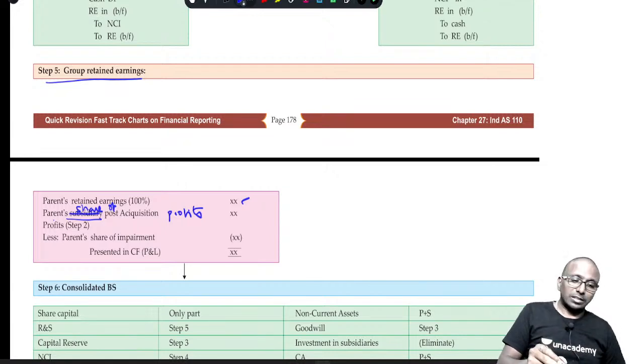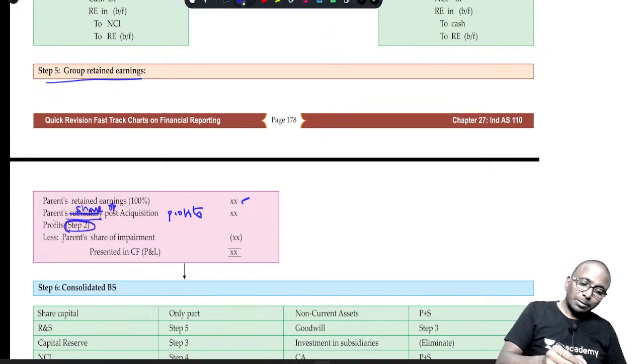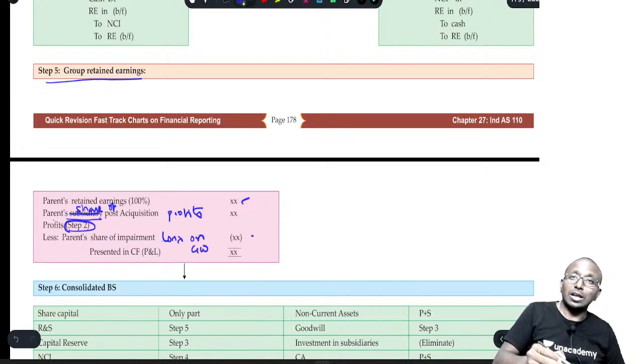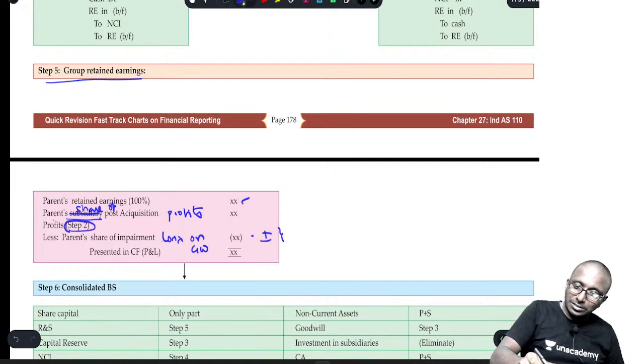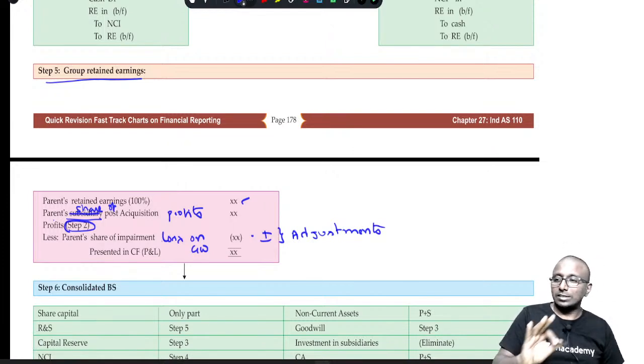That has come from step number 2. Plus the parent's share of any impairment loss on goodwill, and there may be some plus or minus adjustments possible, subject to the circumstances.